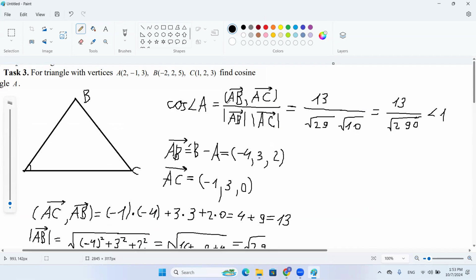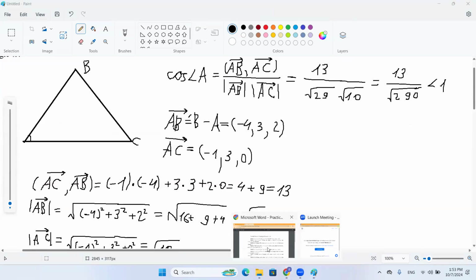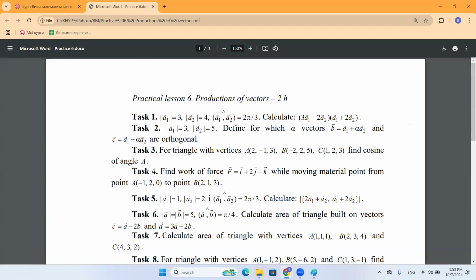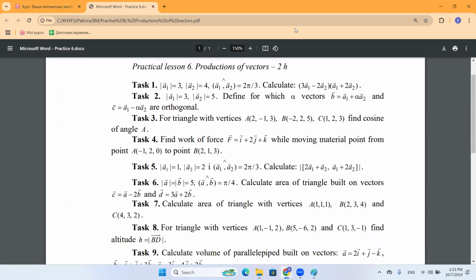Then let's move to the next task. For task 4, we won't solve it now, but I have a question about the physical usage of the scalar product of vectors. How to solve task number 4? Who knows? How to solve it will be your homework.